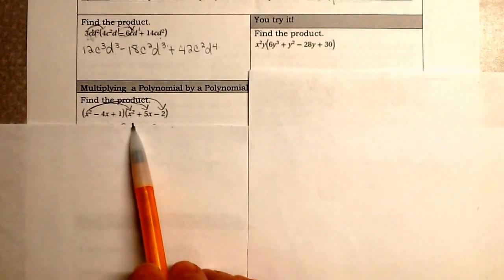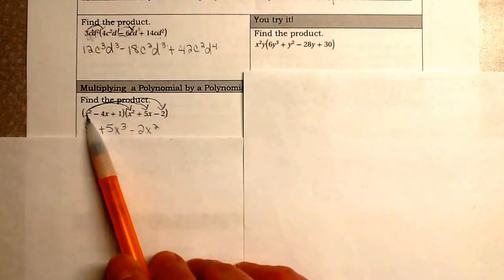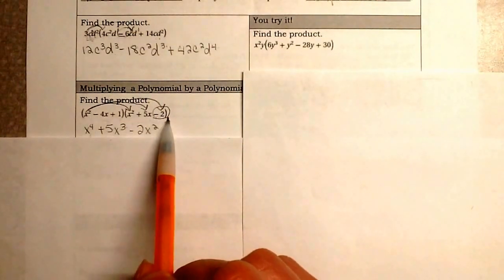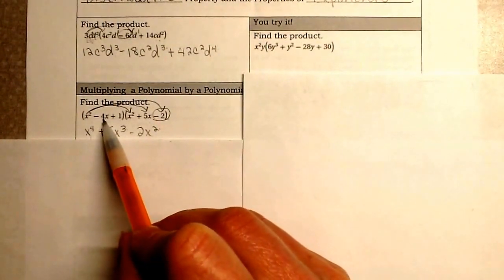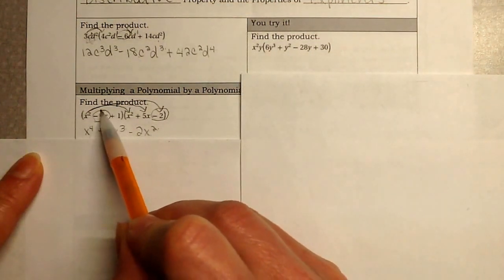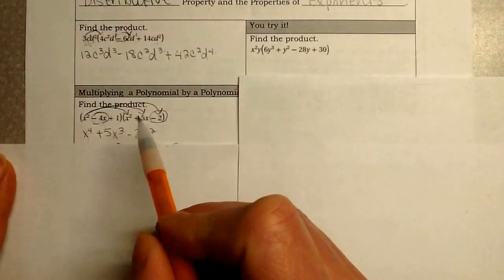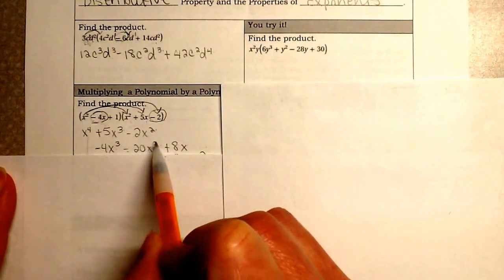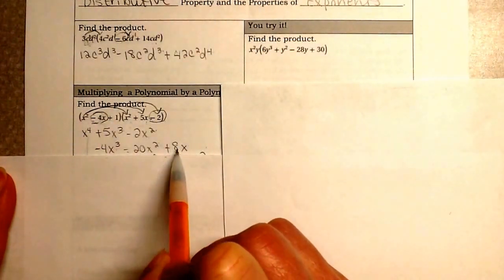So x squared times x squared is x to the fourth. X squared times 5x is going to be 5x cubed. And x squared, again, take the sign with the number. X squared times negative 2 is going to be negative 2x squared. Then I'll go and multiply the minus 4x, I should say. So we're going to multiply negative 4x times x squared, and then negative 4x times 5x to give us minus 20x squared, and negative 4x times negative 2, so a negative and a negative will turn to a positive 8x.